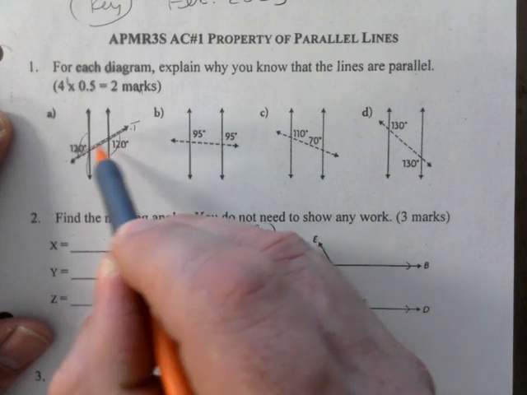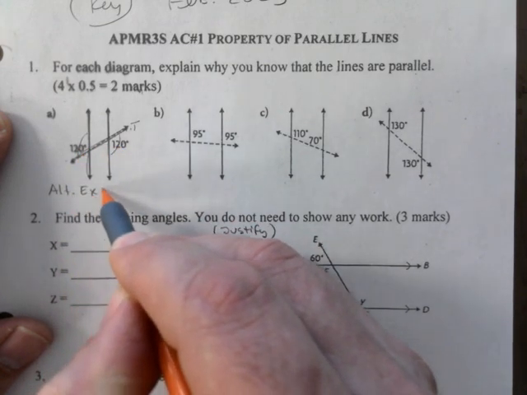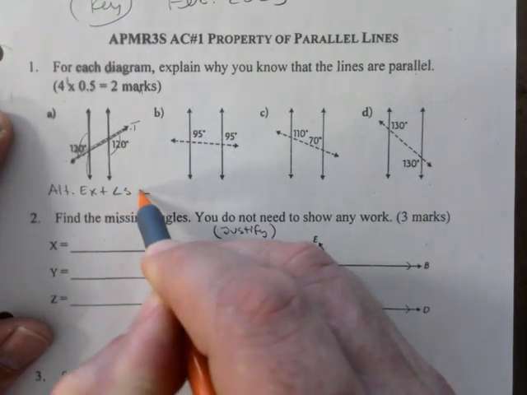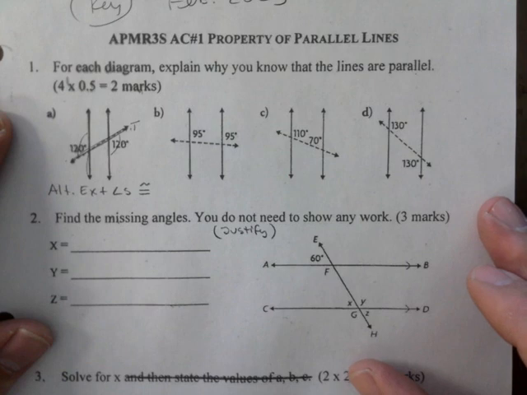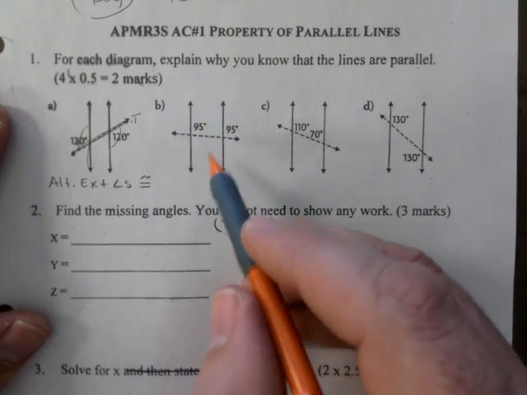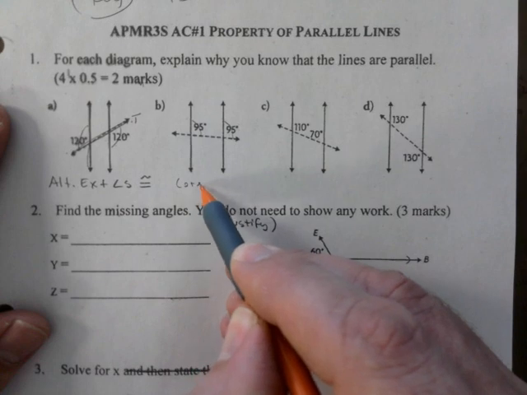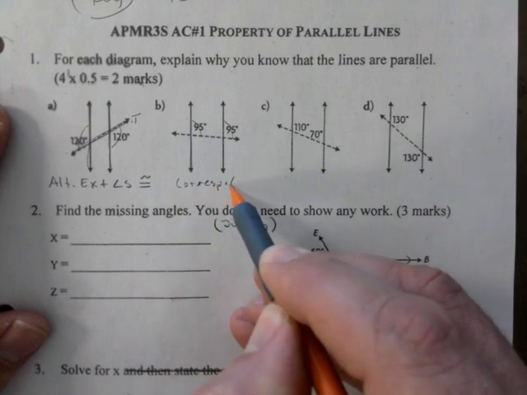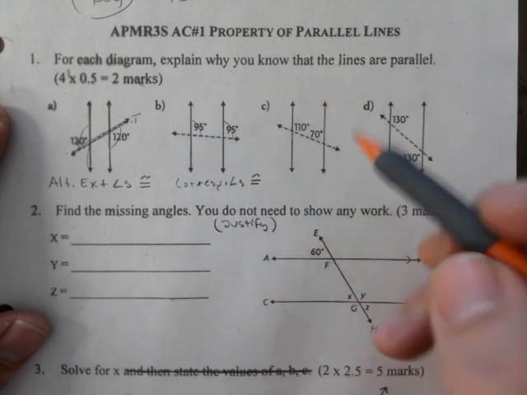And now we know for sure because alternate exterior angles are congruent. That's all I need to see there. If you wrote A, E, congruent, that's fine. I know what you're talking about. I actually gave you that, right? In this case, right here we have corresponding angles are congruent. So that's why we know these lines are parallel.